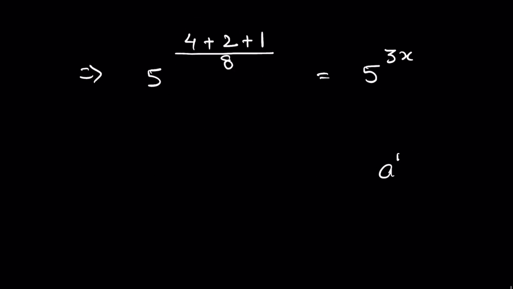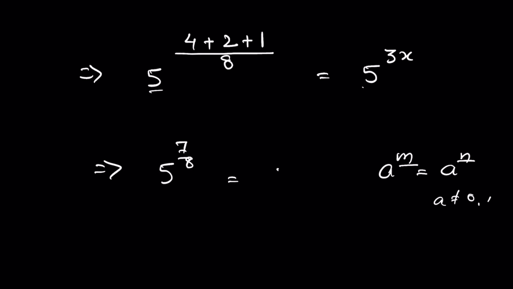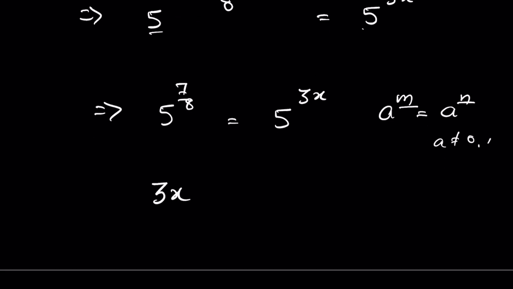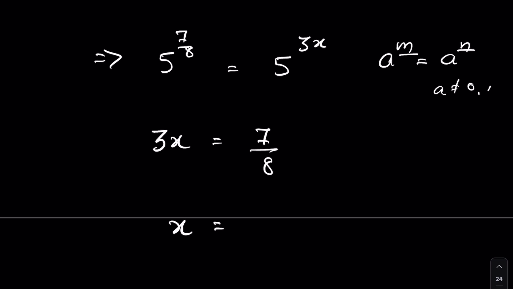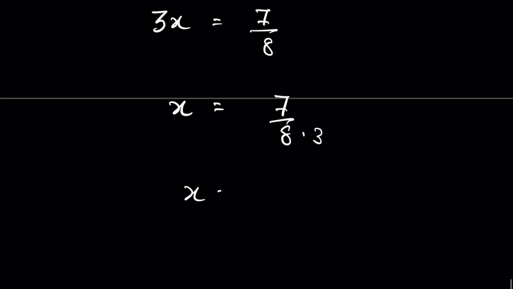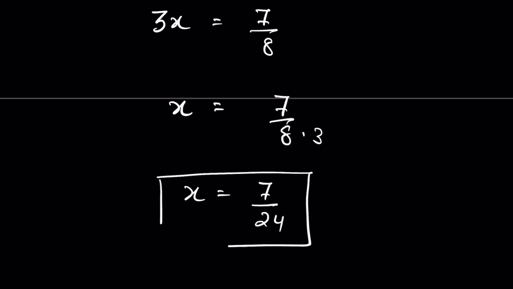Now when a raised to the power m is equal to a raised to the power n, m is equal to n, a is not equal to 0 or 1, a is 5. So 5 raised to the power 7 upon 8 is equal to 5 raised to the power of 3x. That means 3x is equal to 7 upon 8, or x is equal to 7 upon 8 times 3, or x is equal to 7 upon 24. So this is the value of x from both the methods.